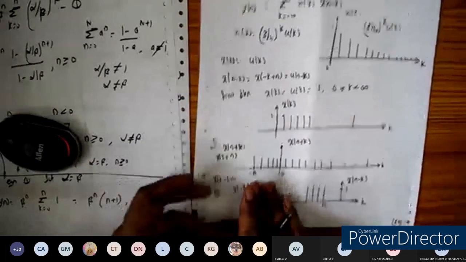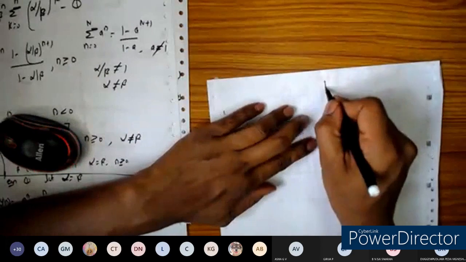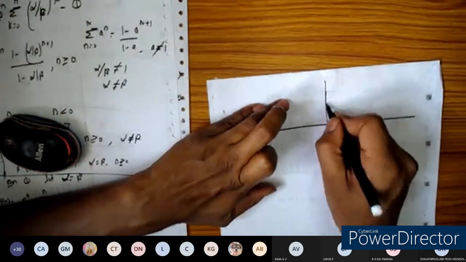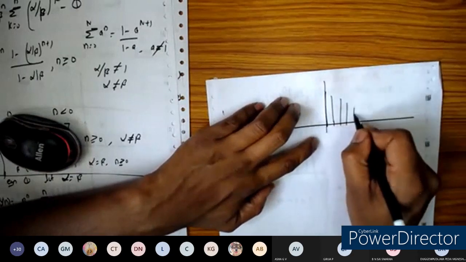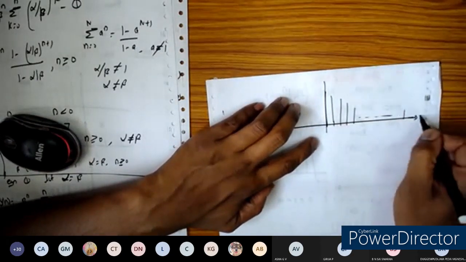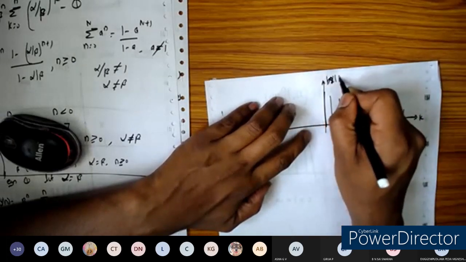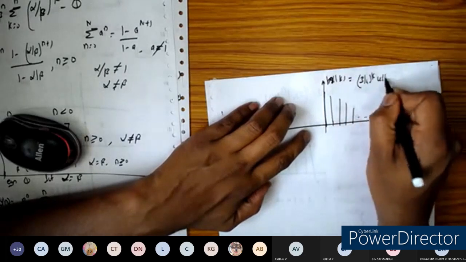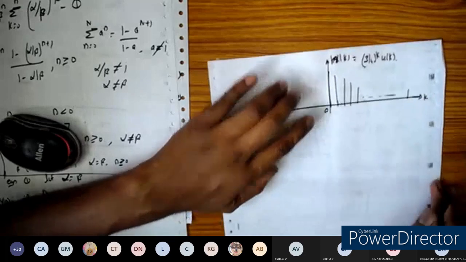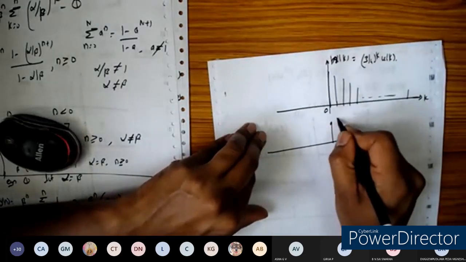I'm going to draw the sequence again. If you want, you can draw one by one, or else you can just leave it here, no problem, because I'm drawing the sequence just for your clarity. So this is k, and this is h of k, not x of k. h of k is 3 by 4 to the power of k into u of k, starting from 0. The other sequence is x of n minus k.